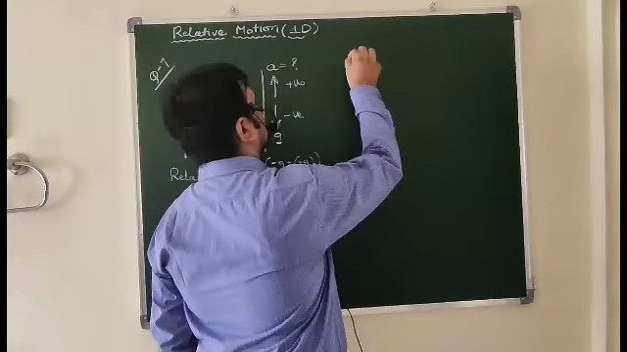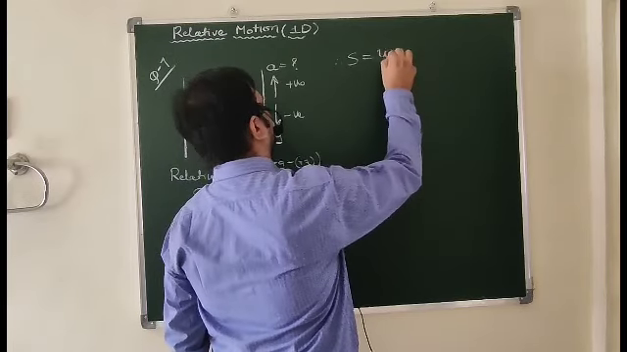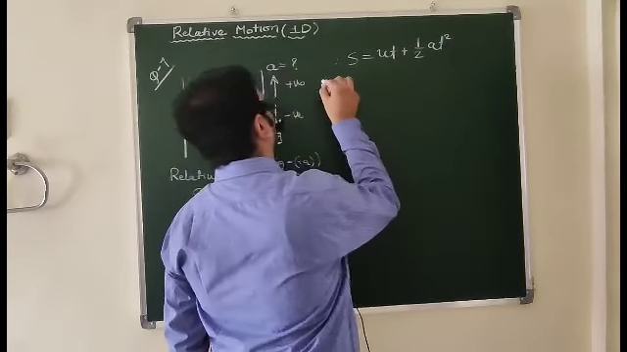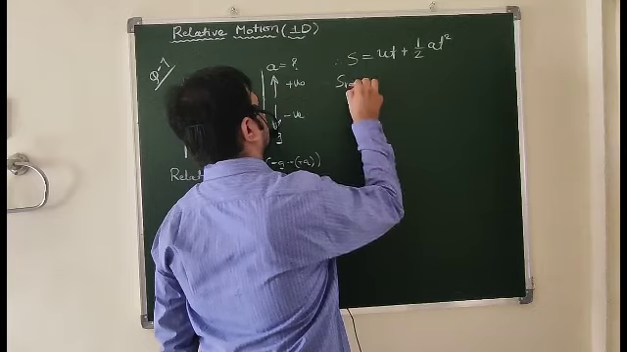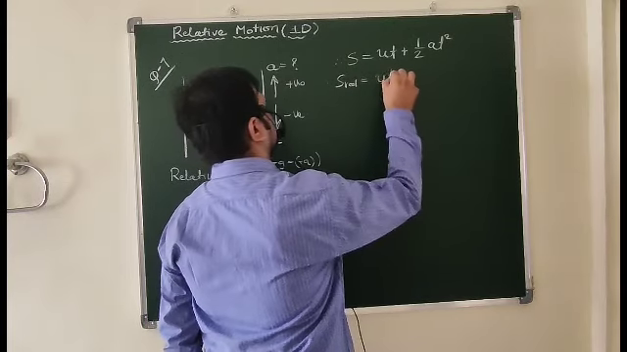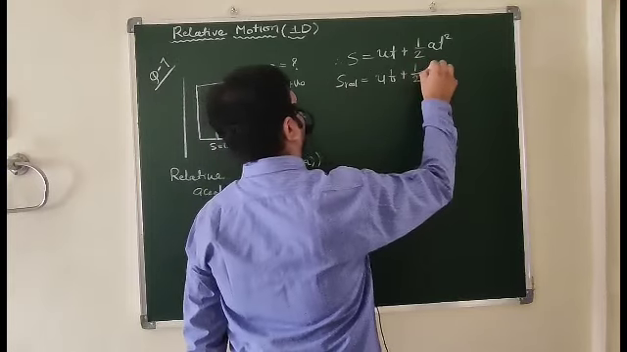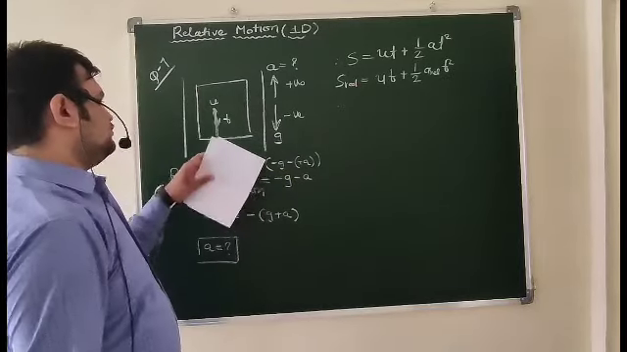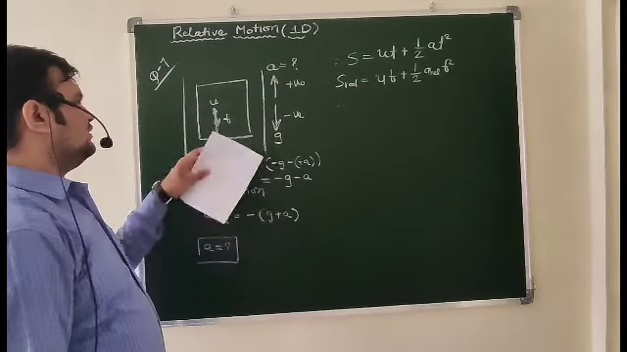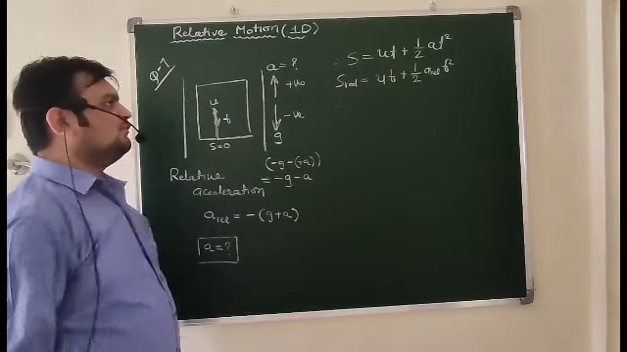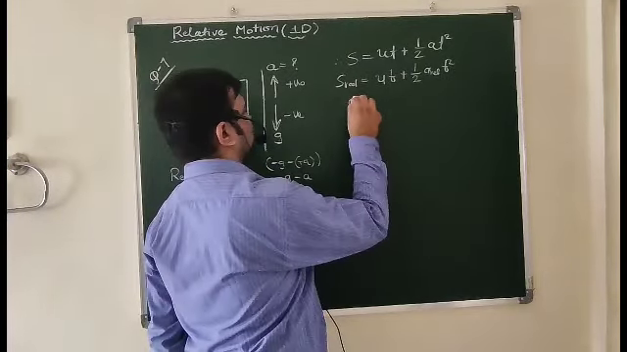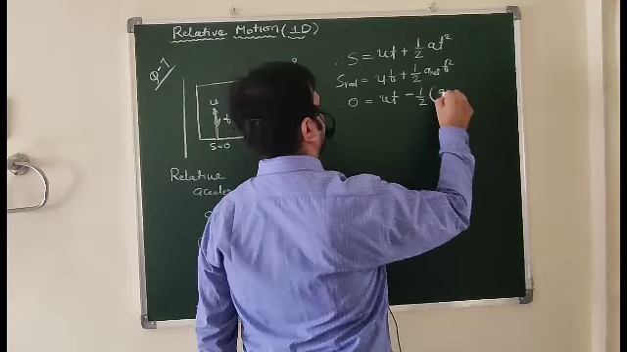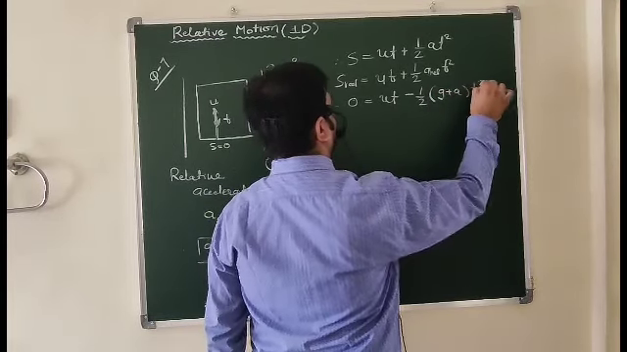Now separation S is equal to ut plus 1 by 2 at square. So the relative separation is ut plus half relative acceleration times t square. Here the relative separation is 0, because the initial position and the final position of the object are the same. So it is 0 equals ut minus 1 by 2 (g plus a) t square.